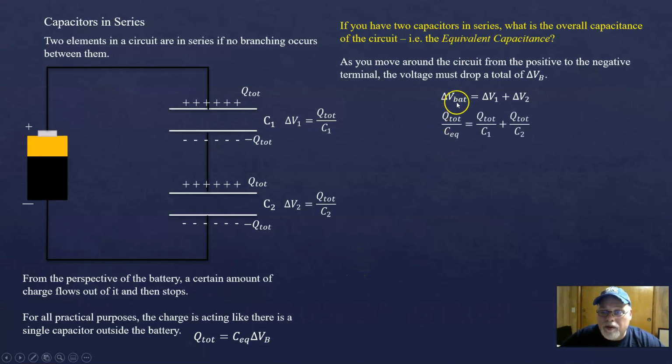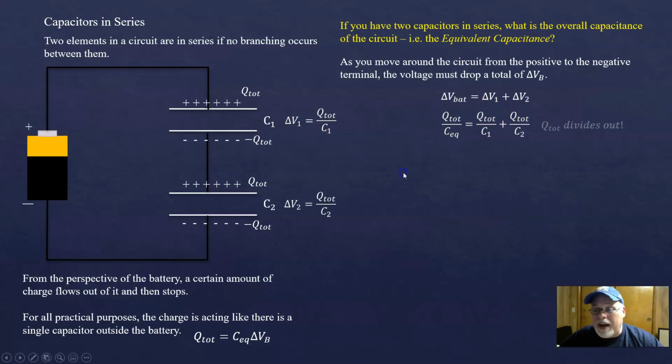This is just delta V battery is the total charge that left the battery divided by the equivalent or total capacitance. You know, delta V1 is the charge on capacitor 1 divided by its capacitance, and delta V2 is the charge on it divided by its capacitance. But what's handy here is the fact that we know that the total charge has to be the same.